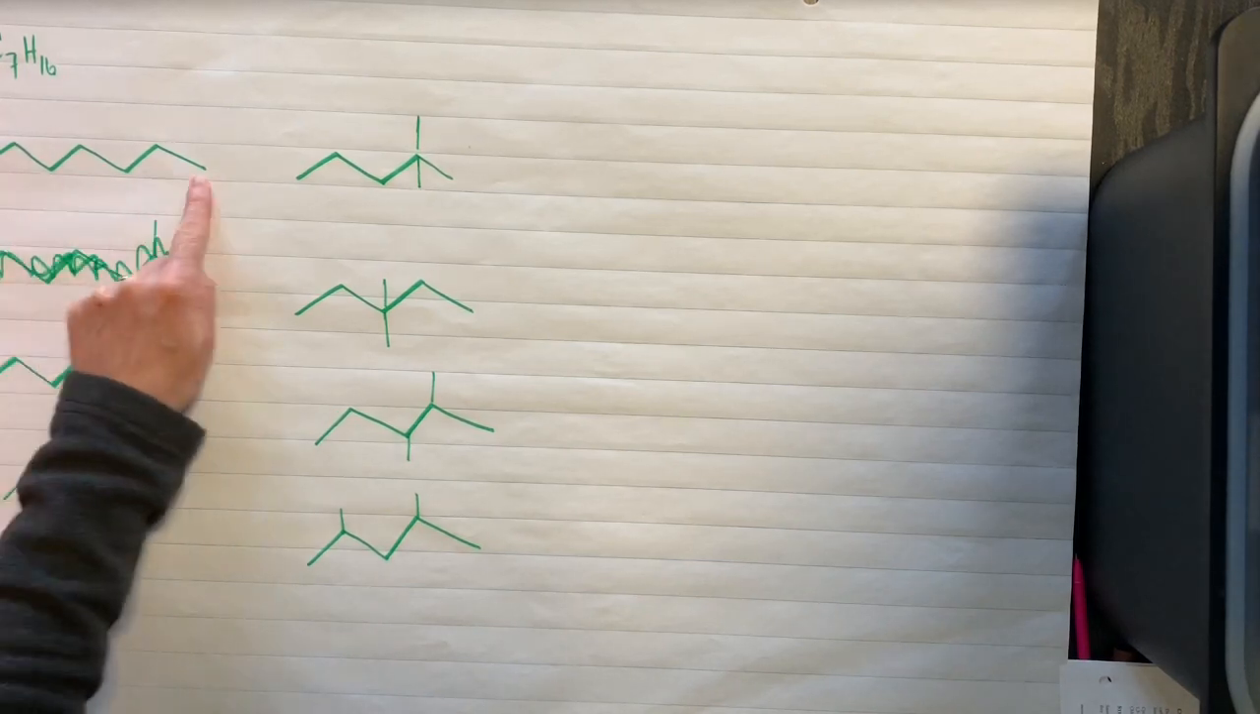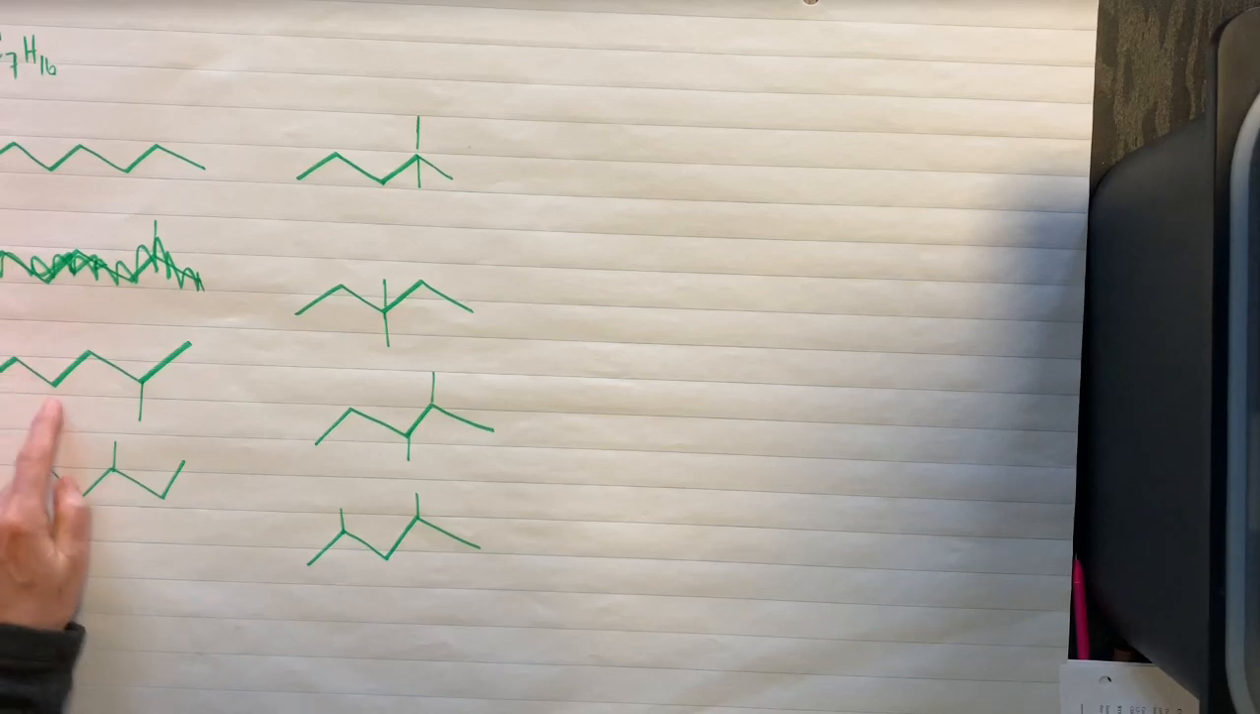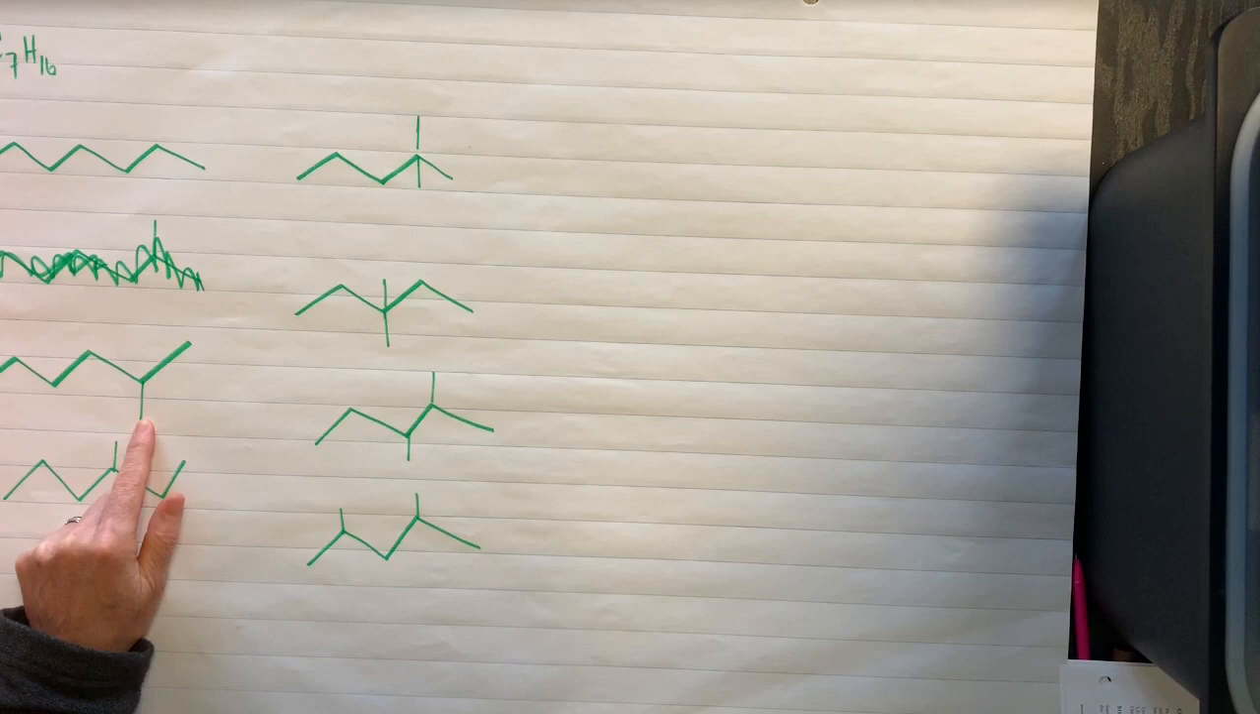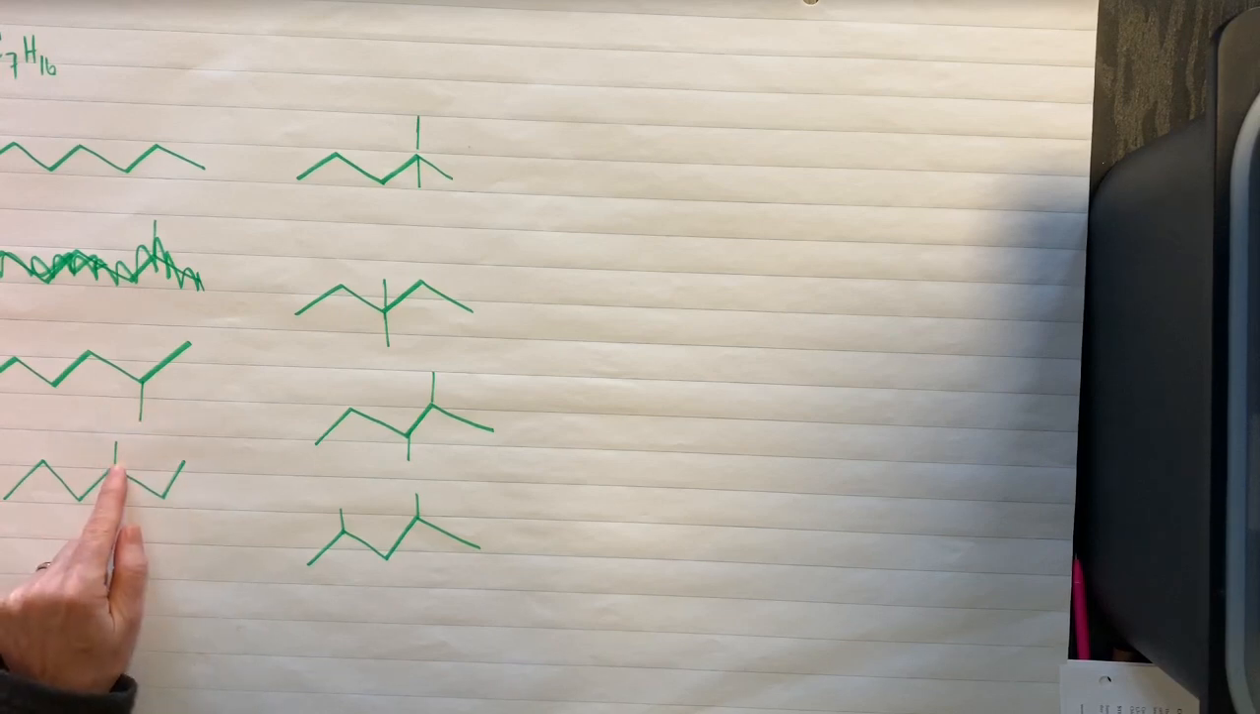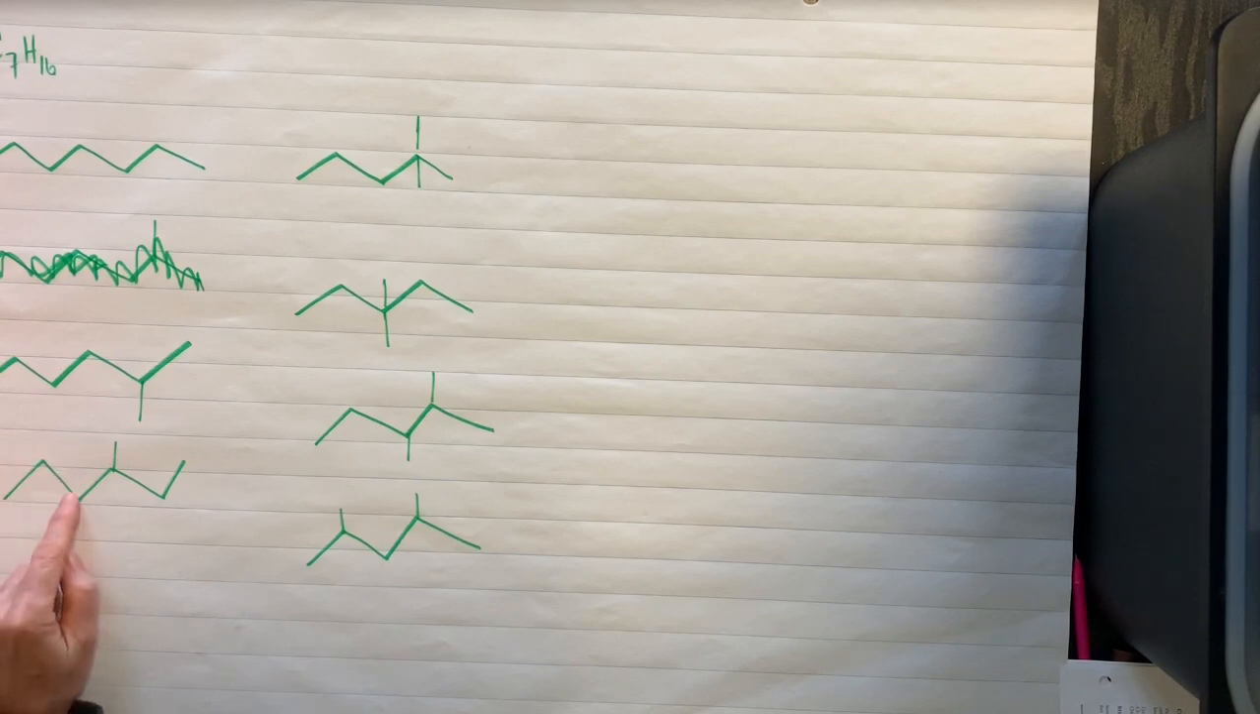Okay, let's quickly draw all the chain group isomers of C7H16. Straight chain 7. Now I'm going to look at a parent chain of 6 because I've taken off 1 methyl group. I stick it in the 2nd position. I stick it in the 3rd position. If I put it in the 4th position, that would be the same as putting it in the 3rd position.